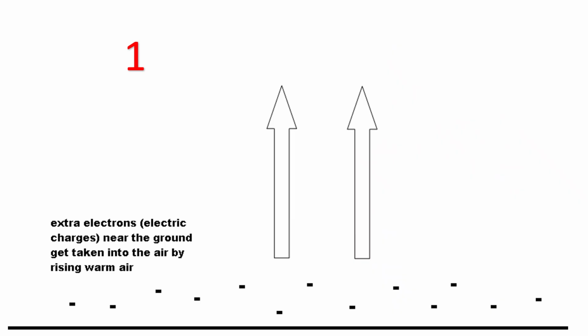So what happens out there to make lightning in a thunderstorm? Well, we know that air is rising. And what happens is some of those extra electrons that are down there low on the ground get picked up, they get sucked up with the air and move up into the sky with the water and the air that's moving up into the sky.